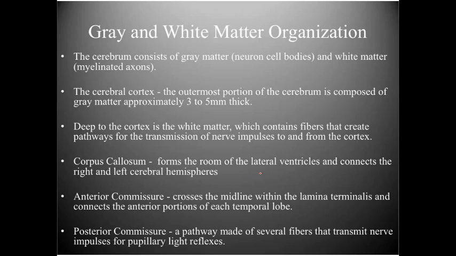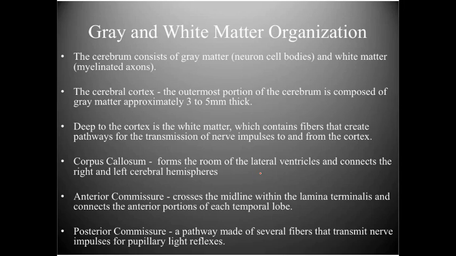So I'm sure, as we all know, that the brain is composed of both gray and white matter, and most people don't give it a second thought as to what this actually means, but it's very important. The cerebrum consists of gray matter, which is neuron cell bodies, and white matter consists of myelinated axons. The cerebral cortex, or the outermost portion of the cerebrum, is composed of the gray matter approximately 3 to 5 millimeters thick. Deep to the cortex is the white matter, which contains fibers that create pathways for the transmission of nerve impulses to and from the cortex.